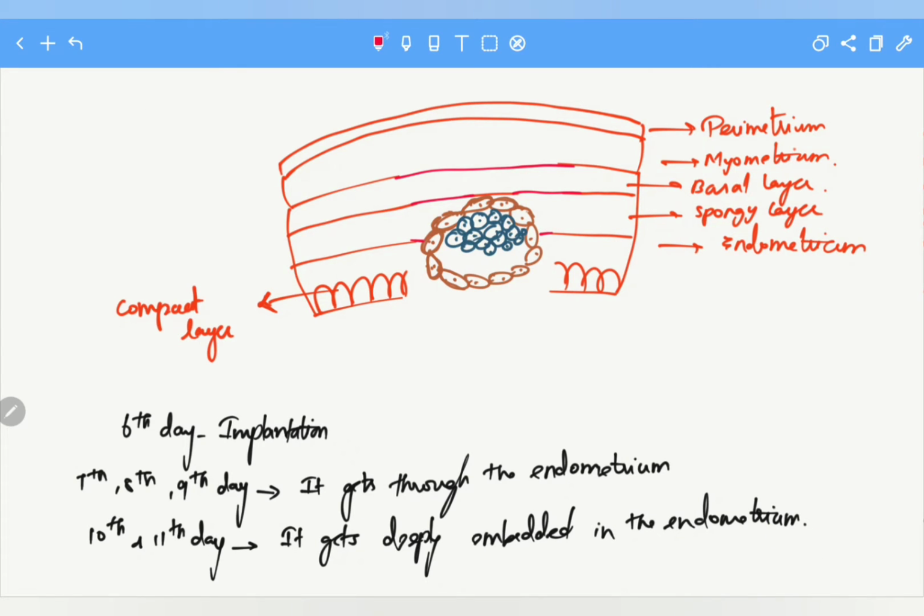Once the blastocyst enters into the endometrium, the pathway through which the blastocyst enters is sealed by a fibrin plaque. Initially it is sealed by a fibrin plaque. After that, around 12th or 13th day, a new mucosal layer develops. This is the mucosal layer. It develops around 12th or 13th day.